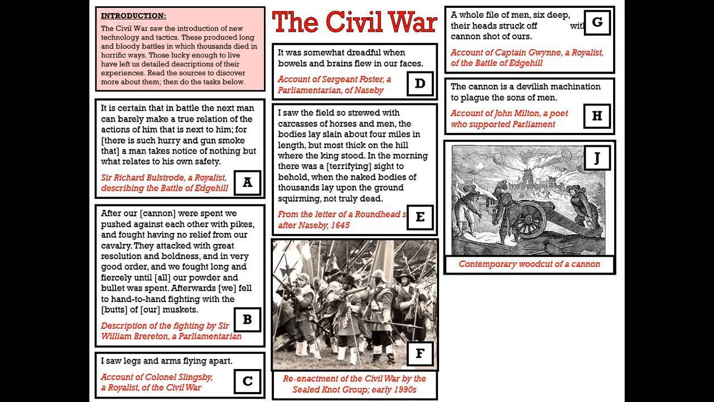Naseby was particularly nasty. Remember, the king lost. The bodies are thick where the king stood because everybody fought literally to the last man.